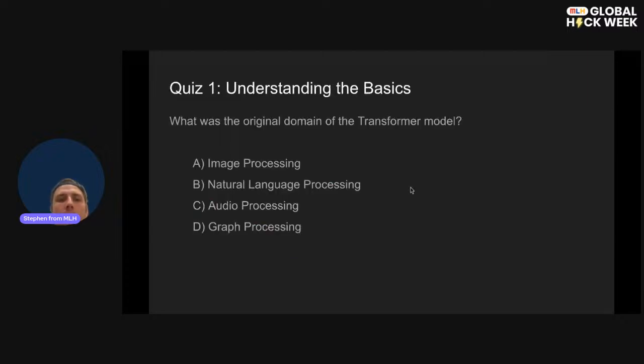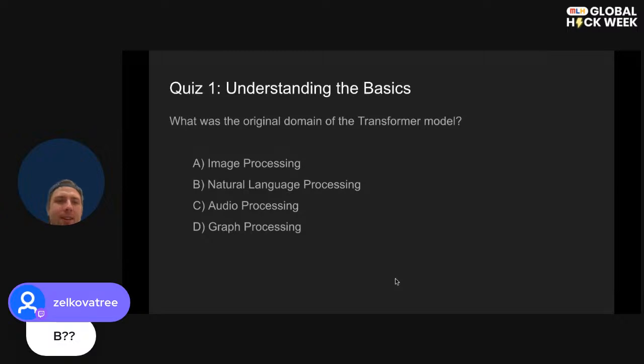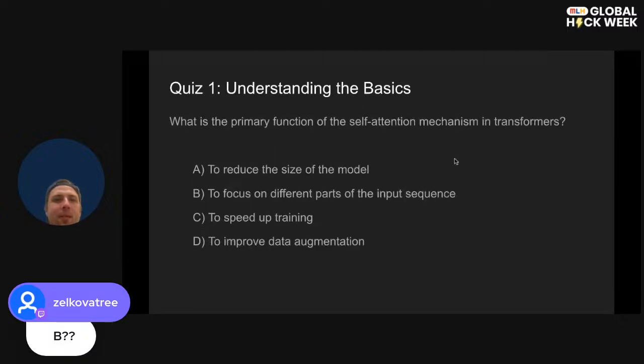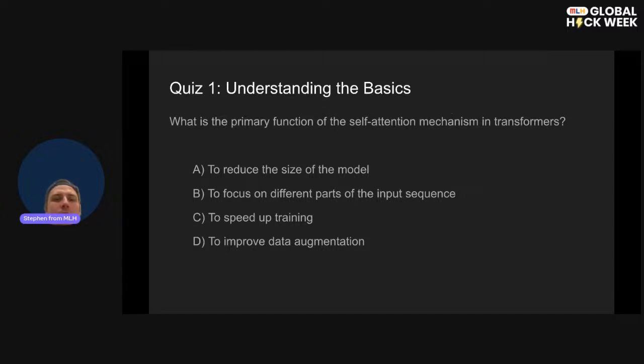And then I want to ask you a question now to just make sure that you're listening here. What was the original domain of the transformer model? So it wasn't always used for vision. What was it originally used for? Yeah, Zelkovitry's right. So it would be B, natural language processing. Okay. And here's another question. What is the primary function of the self-attention mechanism in transformers?